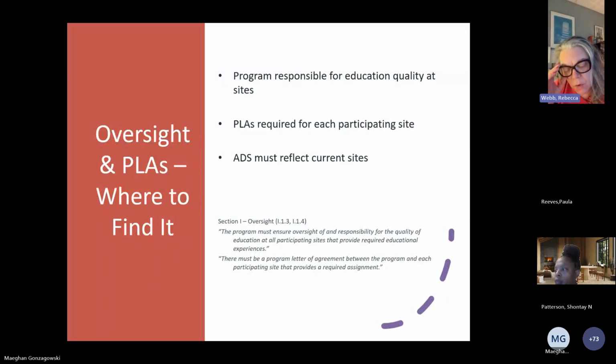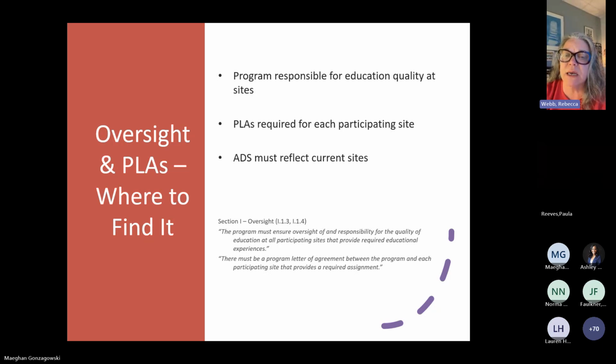So if you are sending your residents out to do a rotation with an endo doc, you need to make sure that you have a PLA. If you're sending them out to ortho, you need to have a PLA. If you're working with an FQHC that is not part of your hospital system, you need a PLA. Anywhere your residents rotate, as long as it's not owned by the hospital, you will need a PLA.